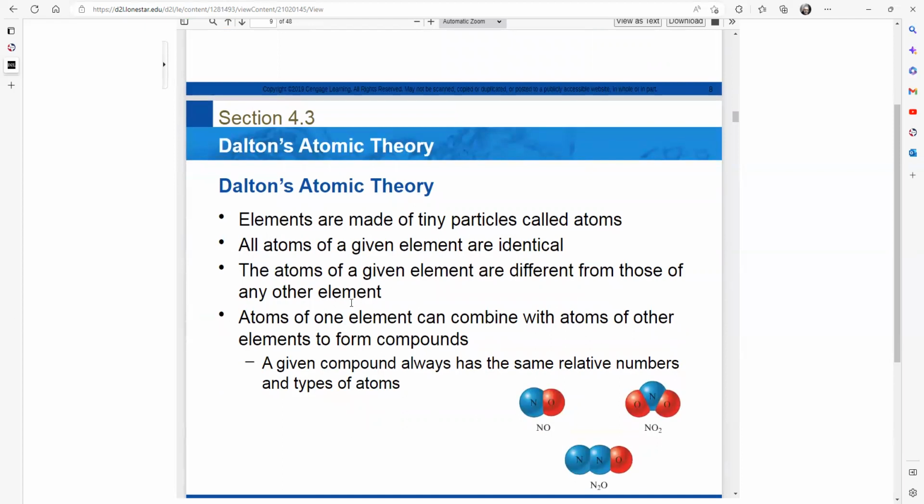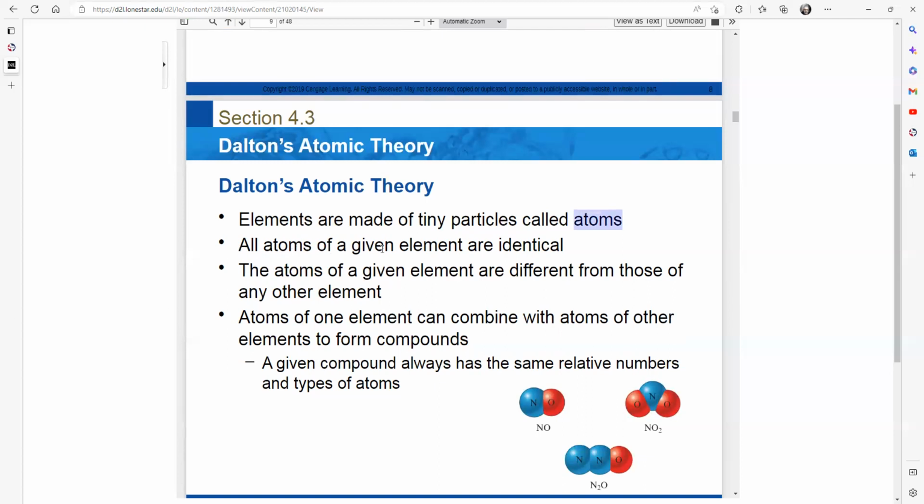Dalton was the first, let me tell you, scientific theory that explained the composition of the compounds, and maybe explained all the elements and the particles that are in the environment. He says that elements are made of tiny particles called atoms. So he called atoms to the elements.